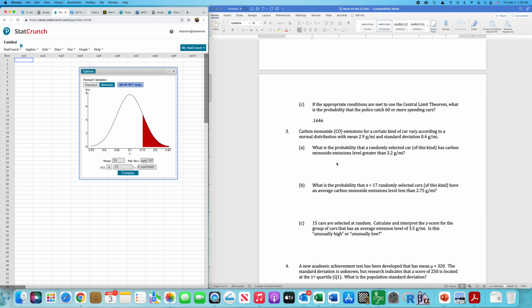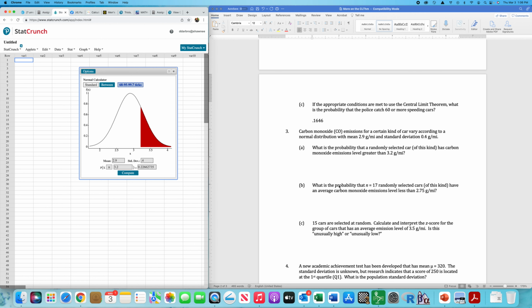All right, carbon monoxide emissions for a certain kind of car vary according to a normal distribution. That tells me that my sample size only needs to be 2 or larger. With a mean of 2.9, standard deviation 0.4. What's the probability that a randomly selected car, so just one, has carbon monoxide emission greater than 3.2? All right, so no fancy stuff here. 2.9. Put the standard deviation in there at 0.4. We want greater than 3.2 because this is a mean problem. We don't have to worry about that other stuff. So 0.2267.